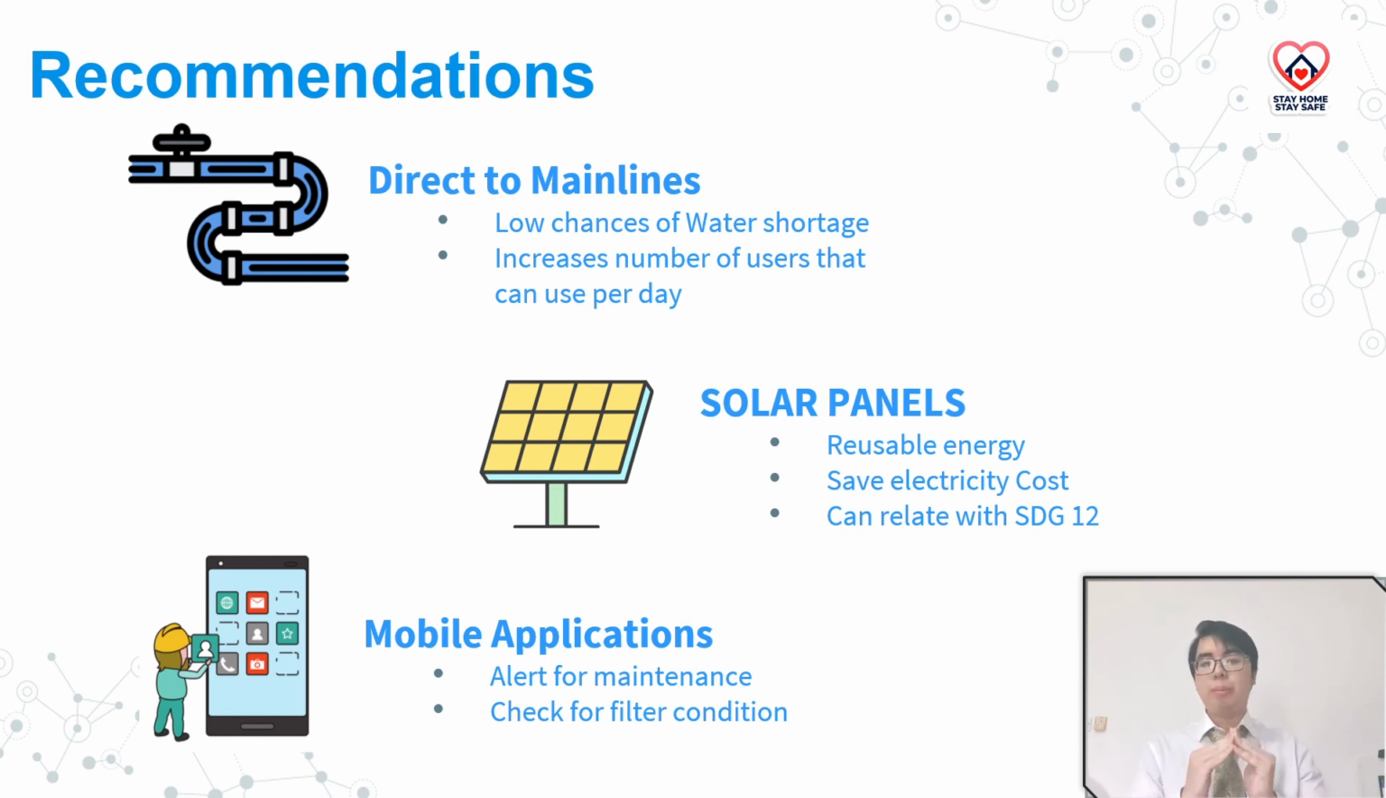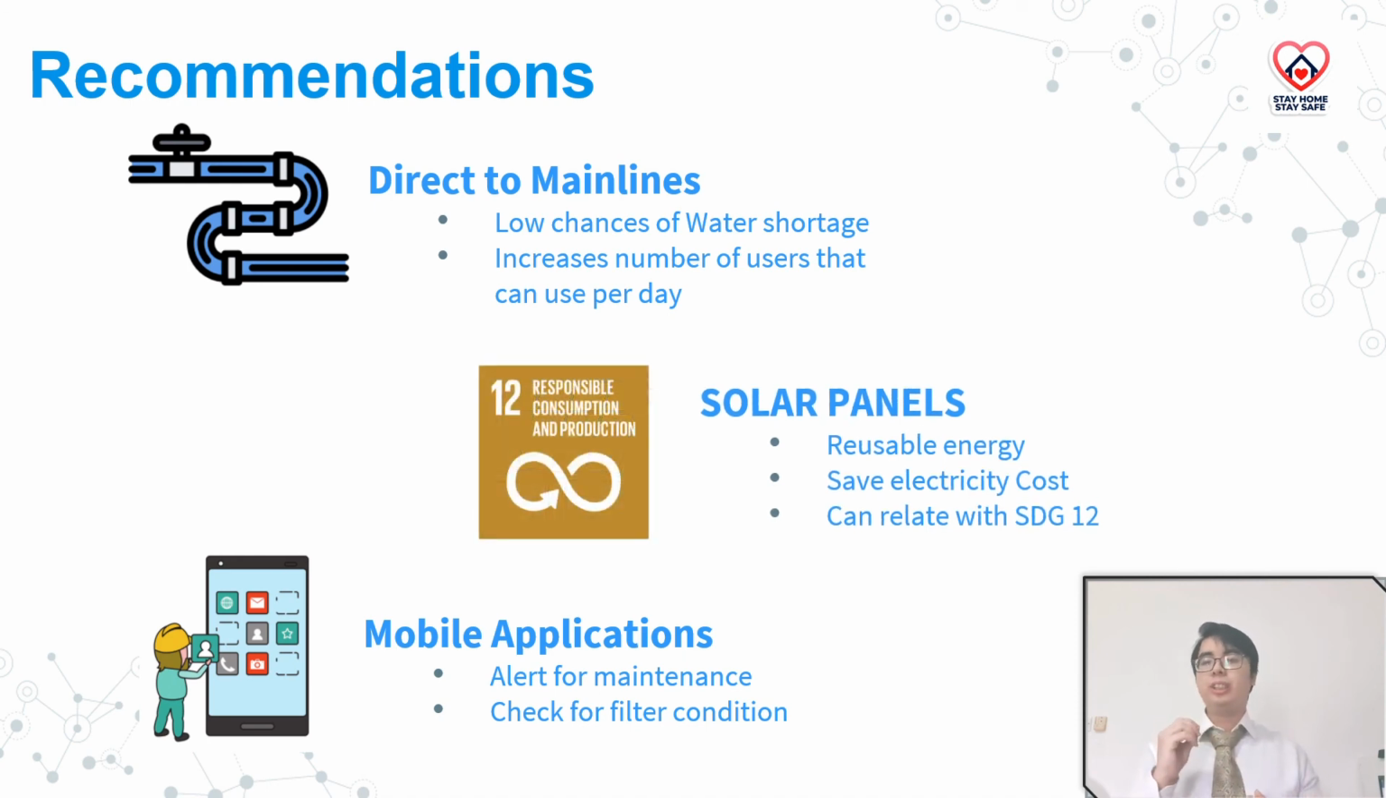Furthermore, using solar panels as a source of energy rather than using a direct power line will further encourage SDG 12 into our product, which is responsible consumption and production. And finally, create a mobile application that can detect when the product requires maintenance.